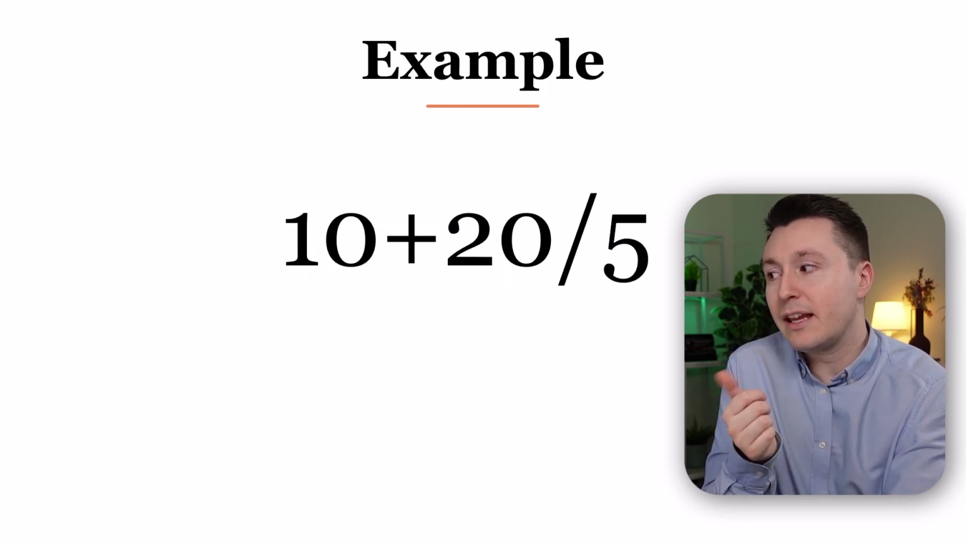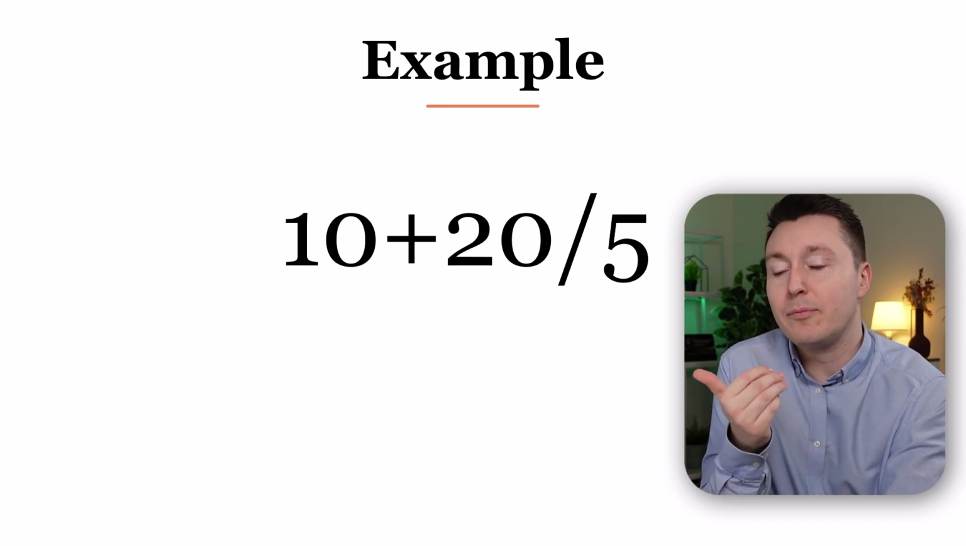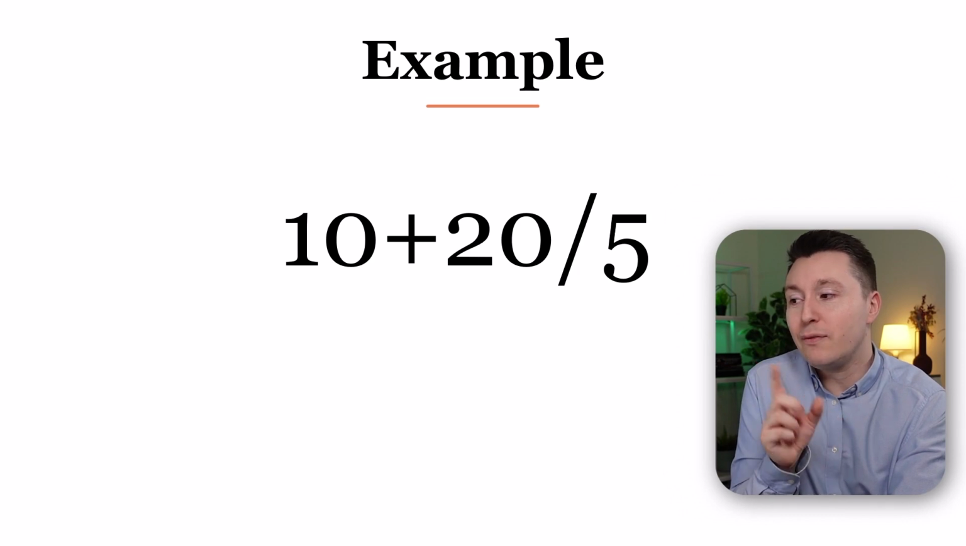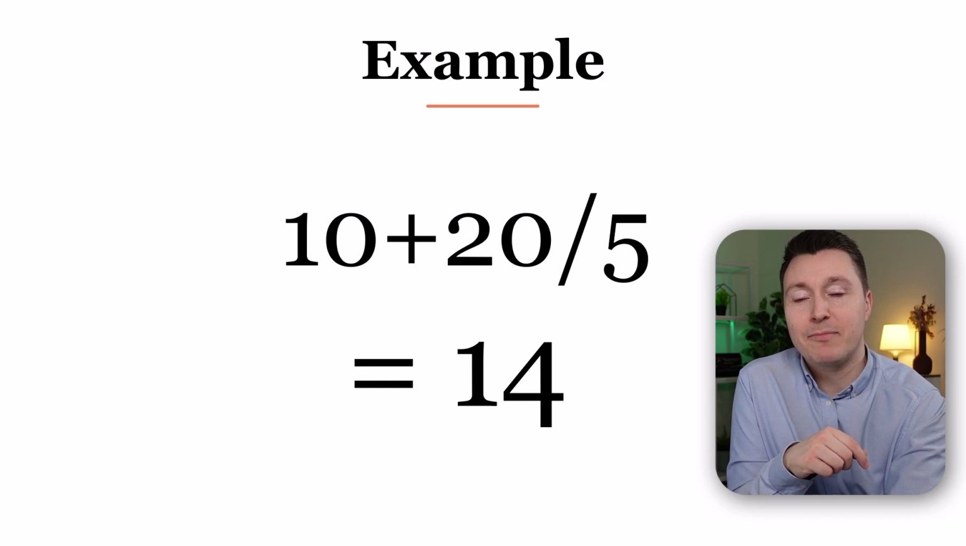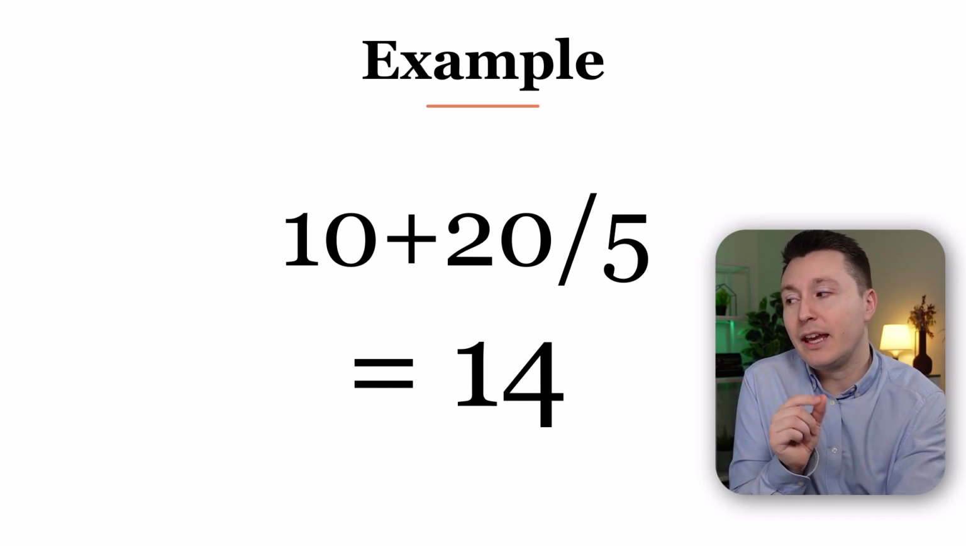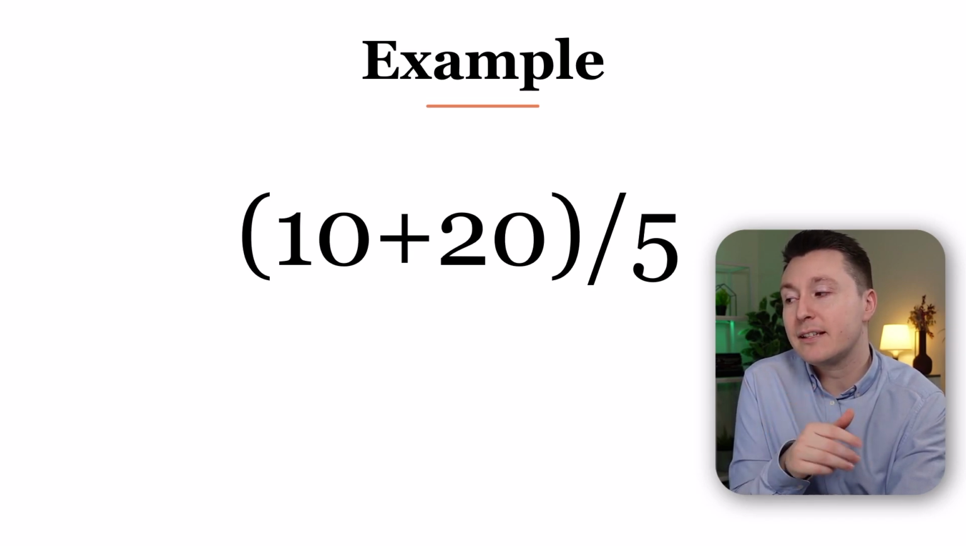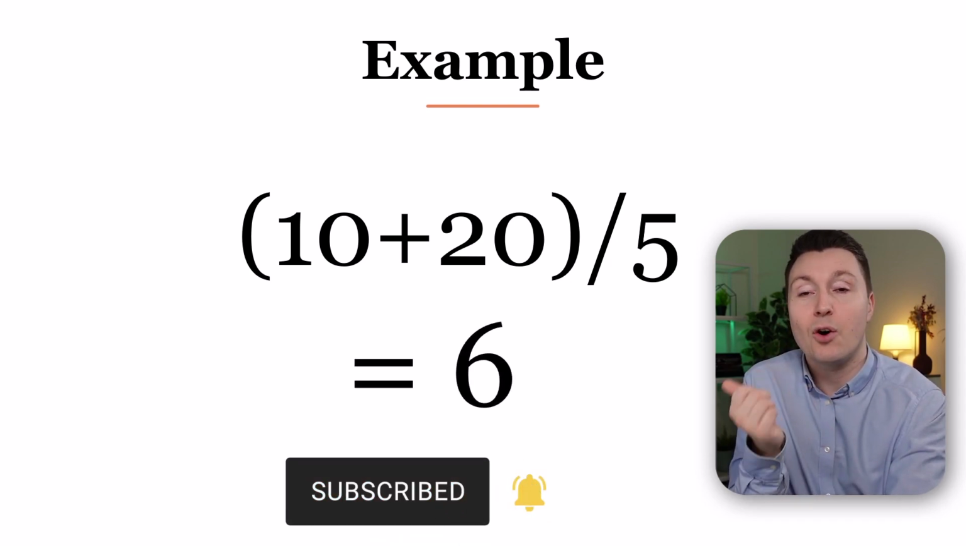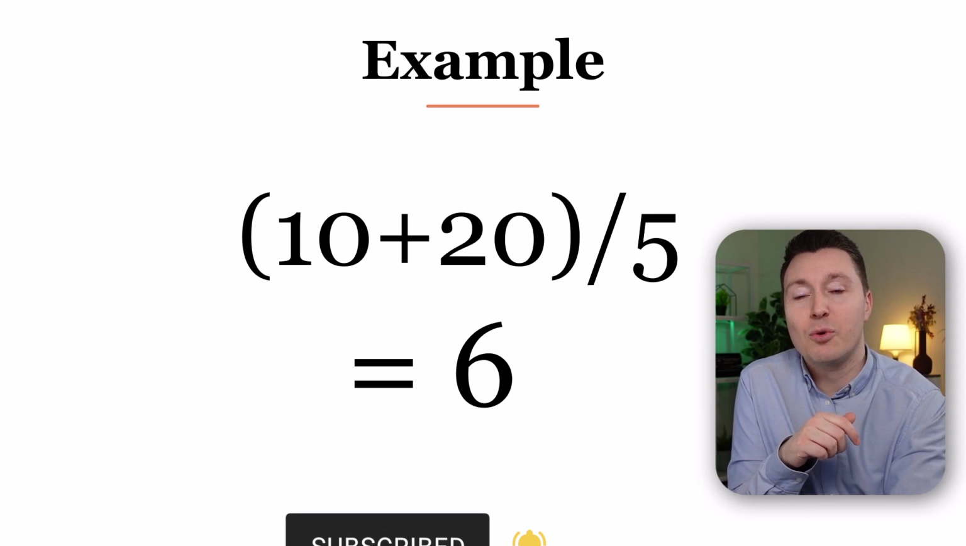So here we have an example of 10 plus 20 divided by 5. And following the order of operations, we're going to divide 20 by 5 first and then add that to the 10. So we have 20 divided by 5, and that's 4, plus 10, that equals 14. Now, if we change this up a little bit and add a parenthesis like this, then we have (10 plus 20) divided by 5 instead. So that's 10 plus 20, 30, divided by 5, and that gives 6. So as you can see, the order of operations is actually quite important.